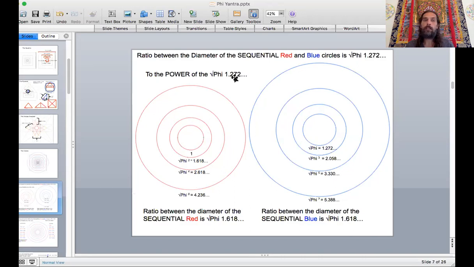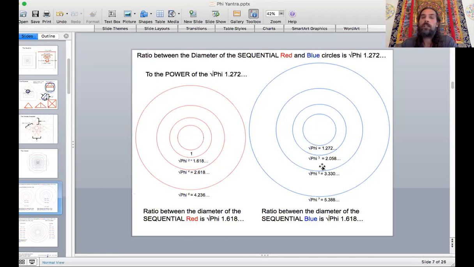And then I just happened to discover, what happens if I take the square root of phi and raise it to the power of, right? So I've got 1, okay, that's 1. I got phi. Well, I'll raise the square root of phi, of course. Well, if I square it, it's 1.618. I just put the square root of phi squared. We already know that's 1.618.